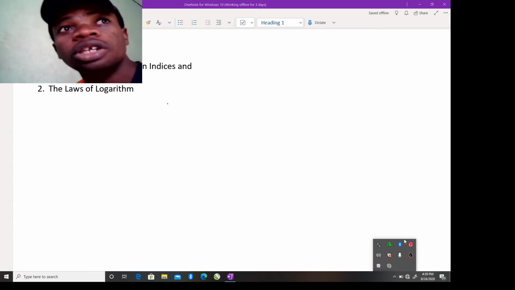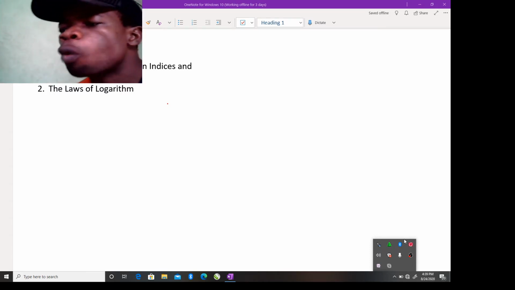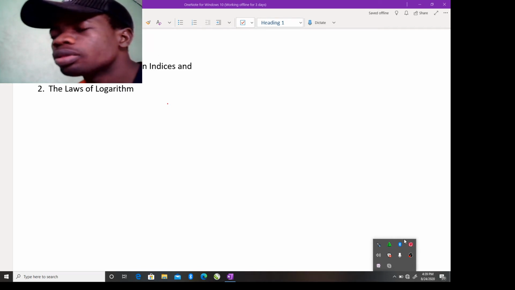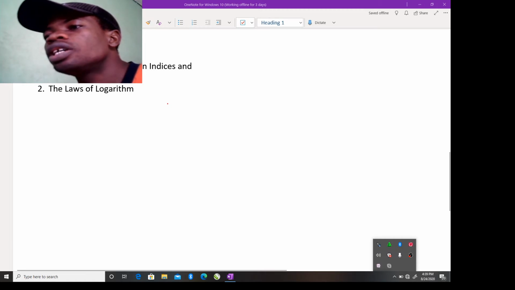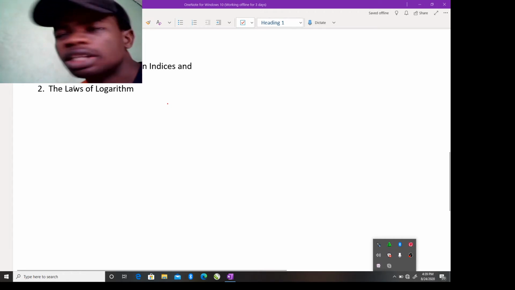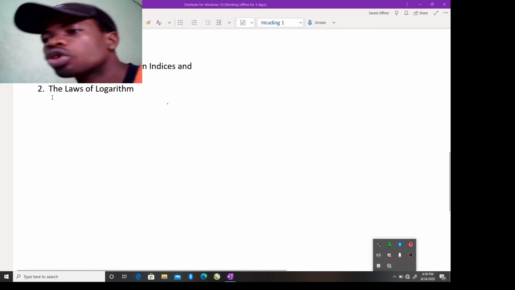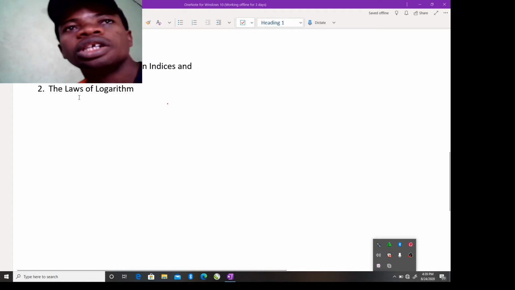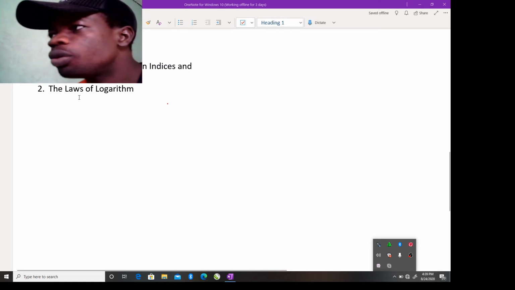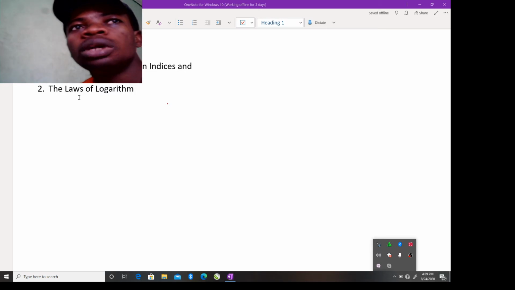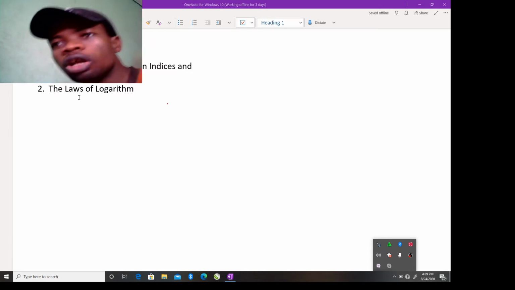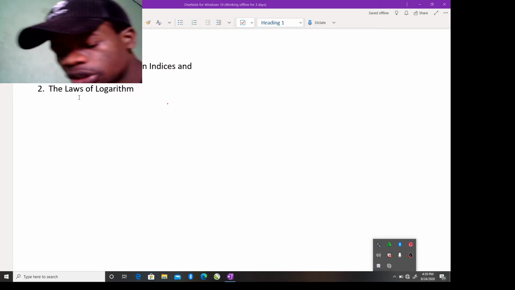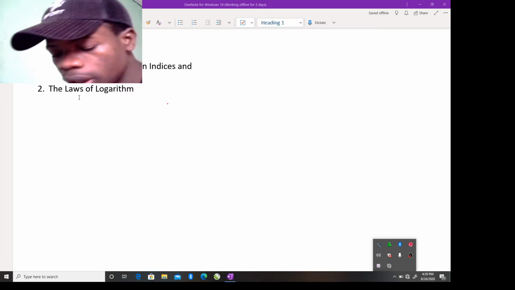We've done something on indices. Now we'll be talking about logarithm. We'll be considering the relationship between indices and logarithm. Then we also talk about the laws of logarithm. This logarithm is not the one with the use of table. So the one that has to do with laws and the one that has to do with indices. That's what we'll be dealing with here. So there's a relationship between logarithm and indices. These are some of the things that we are going to be looking at.